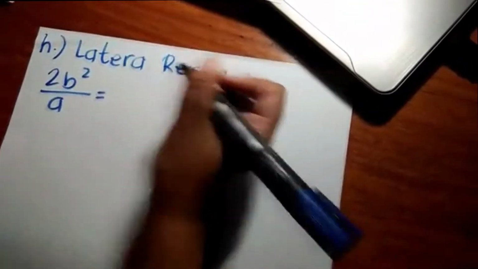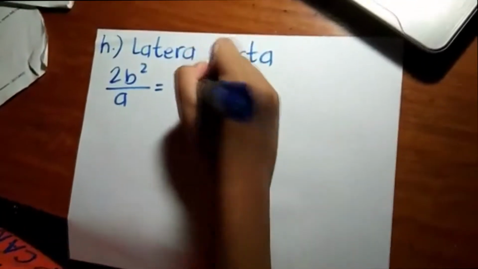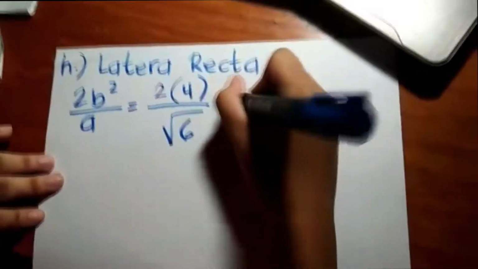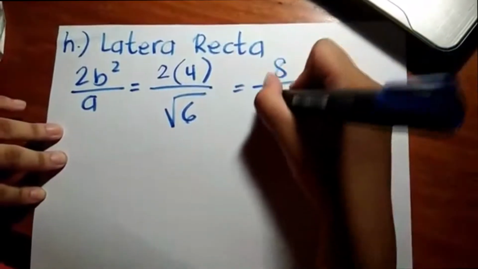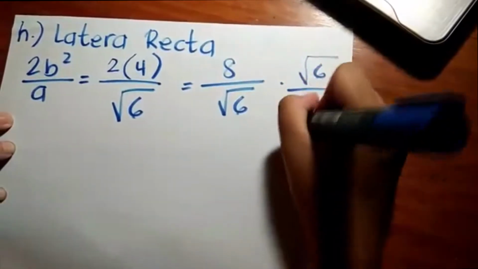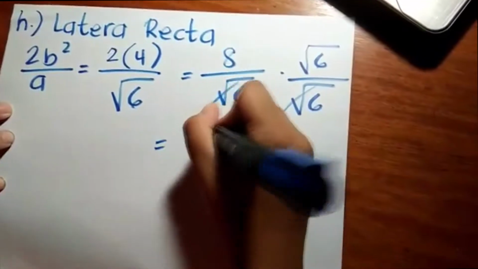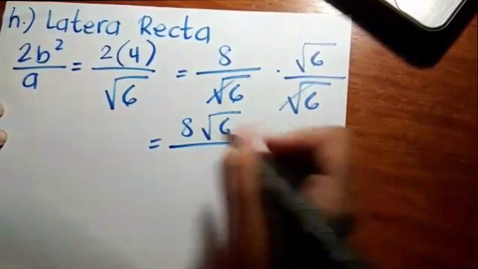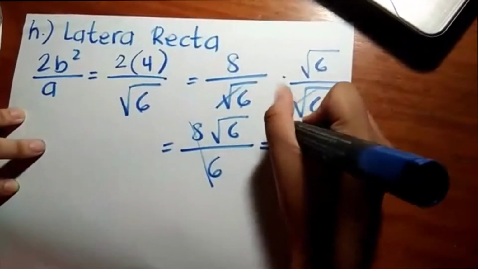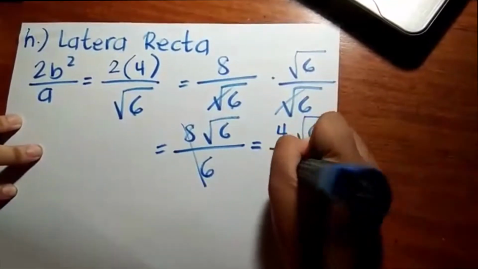So for our lateral recta, this would be our formula. Our b squared is 4, our a is square root of 6, which is 8 over square root of 6. Rationalize, that would be 8 square root of 6 over 6. Simplify, that would simply be 4 square root of 6 over 3.